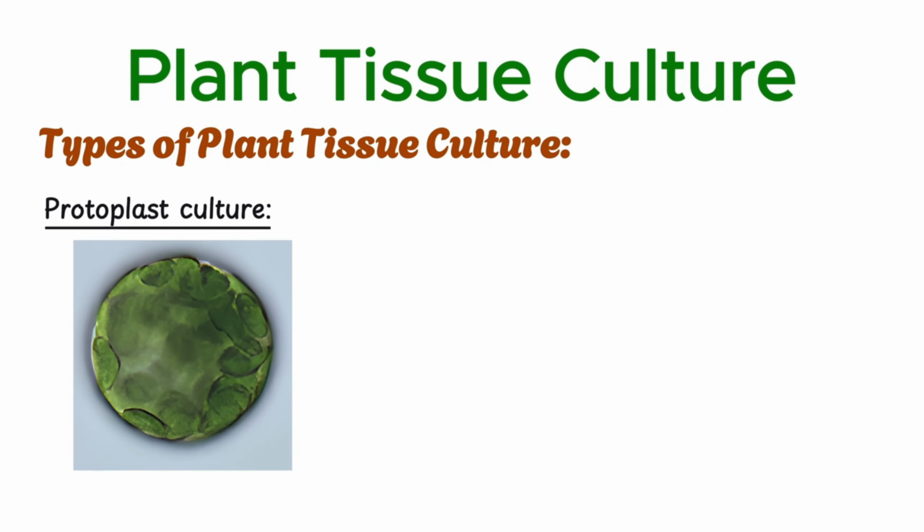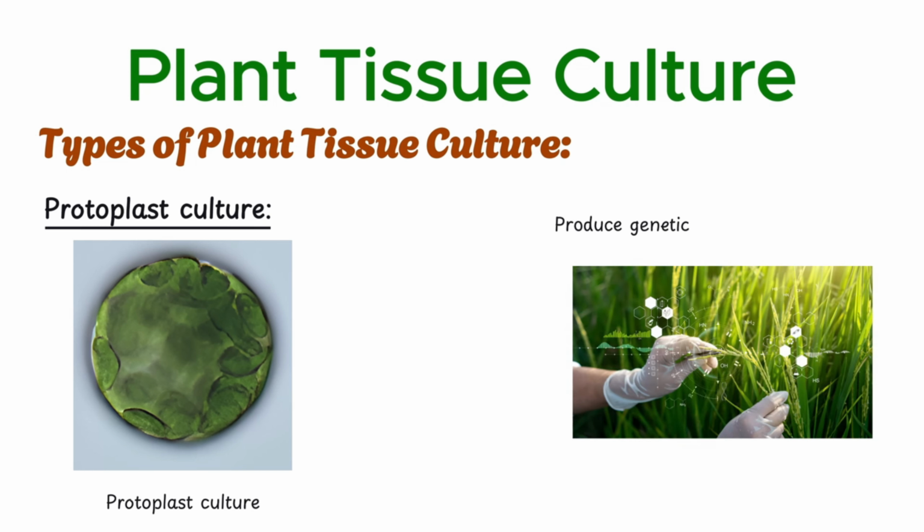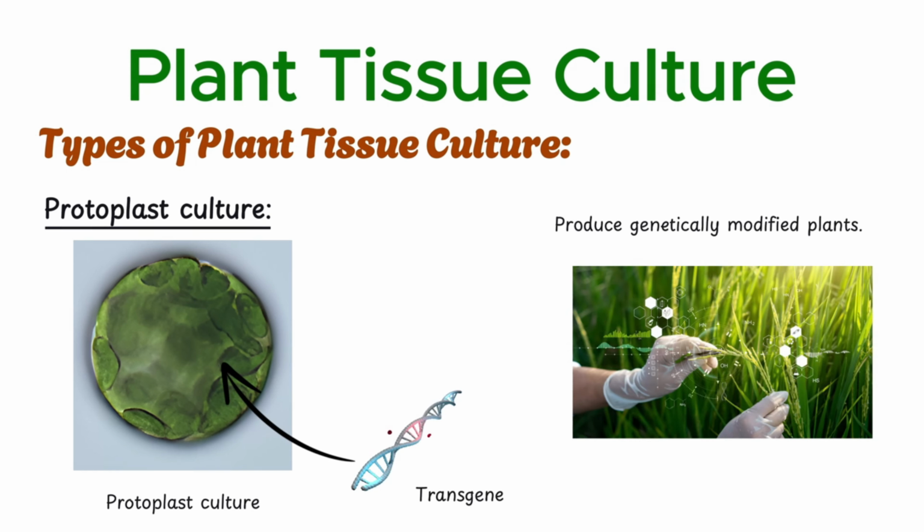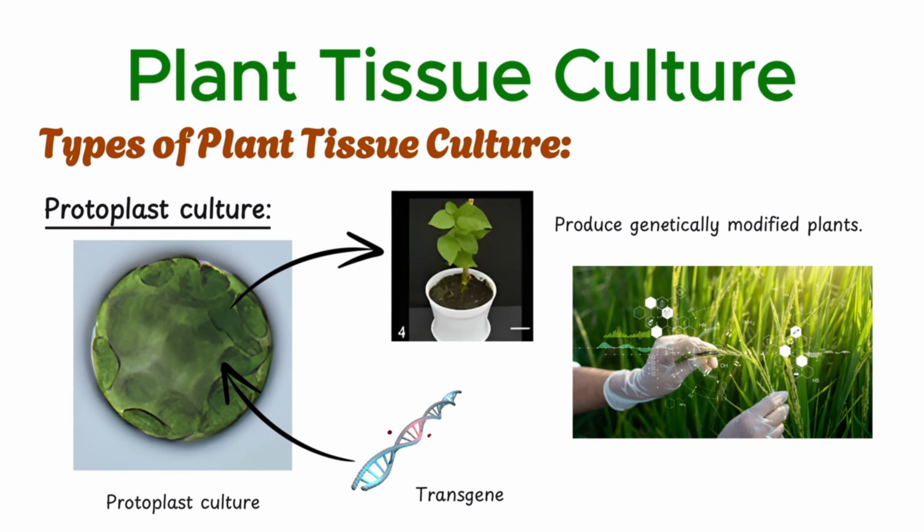The primary aim of protoplast culture is to develop genetically transformed plants where the transgene is successfully introduced into the plant protoplast, and the transgenic plant is regenerated from that transformed protoplast.